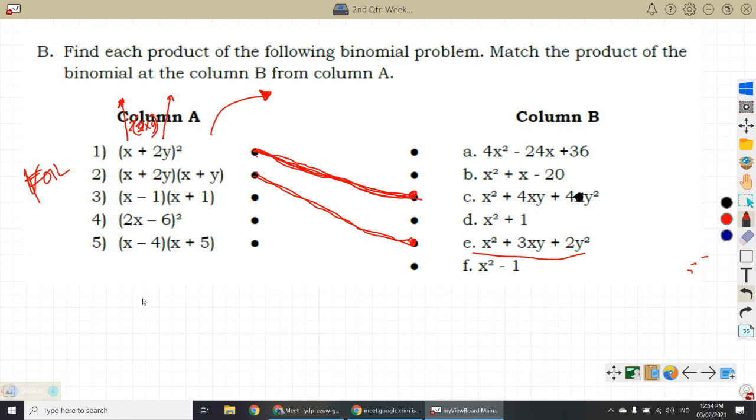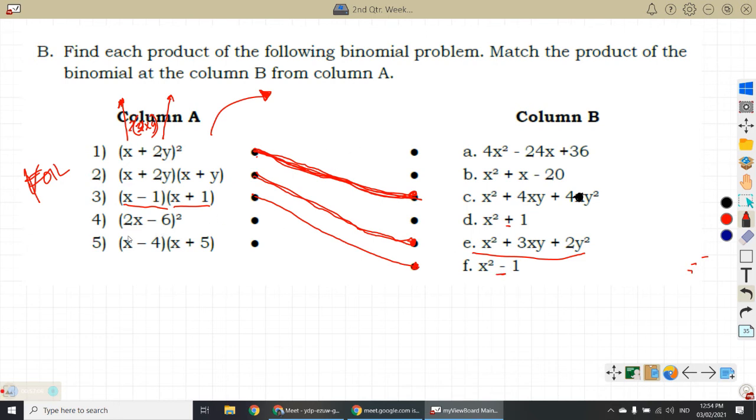Okay? Ano pa? Next. X minus 1, X plus 1. So, obvious. Magkaparehas. Okay. So, letter F. Tandaan nyo D, yun ha. Letter F. Hindi letter D. So, plus and minus. Minus dapat yun ha. Tandaan nyo yan. Hindi plus. Okay? Plus minus. Magkaparehas pero plus minus. Dapat minus ang nandun. Okay?